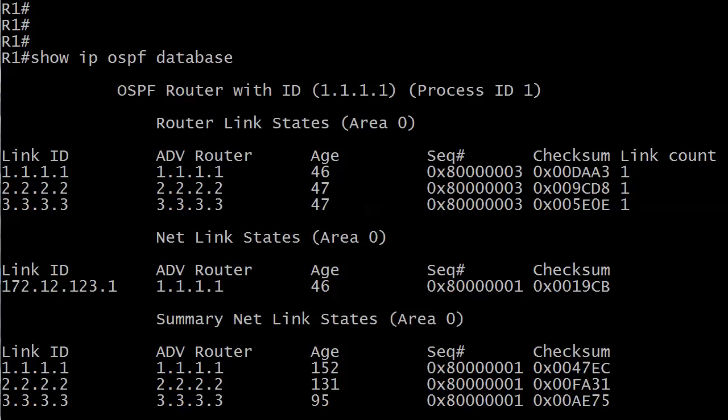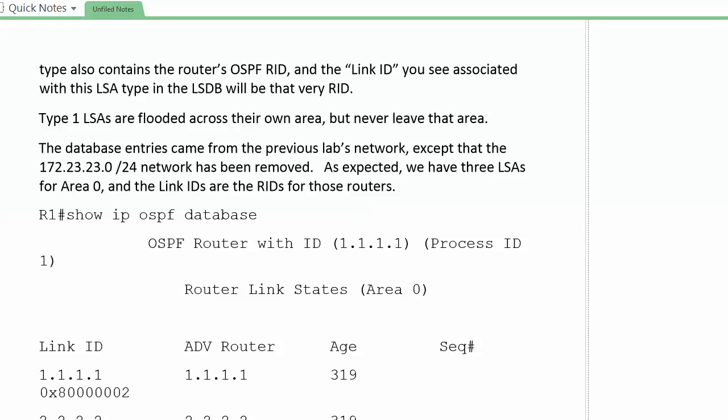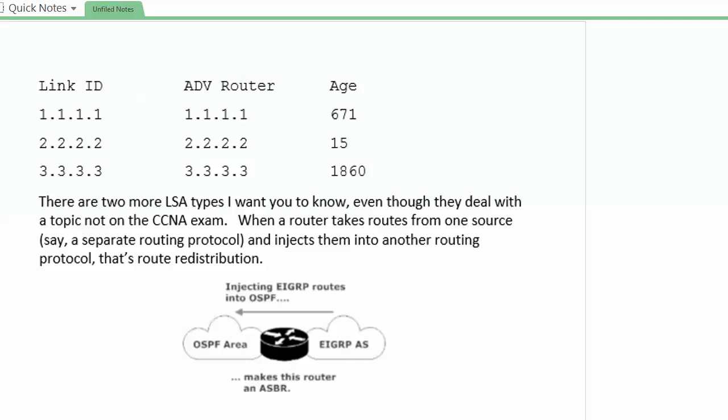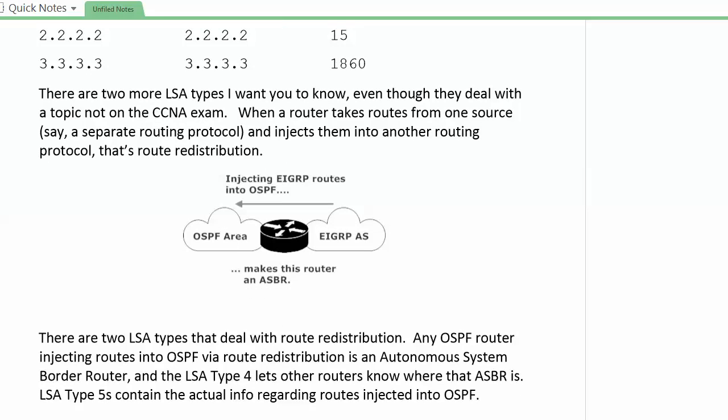There's another kind of LSA that I want you to know about, and they have to do with route redistribution. So bear with me here on this one. With the LSA types, type 4 lets other routers know where the ASBR is. I mentioned earlier that the autonomous system border router is the router that's actually performing route redistribution. The type 4 LSA lets the other routers know where the ASBR is.